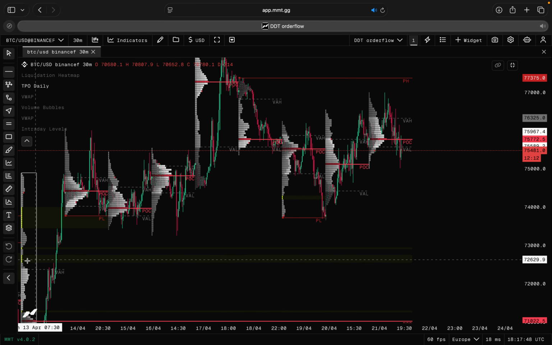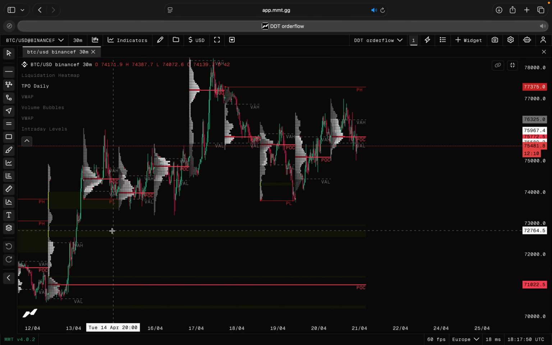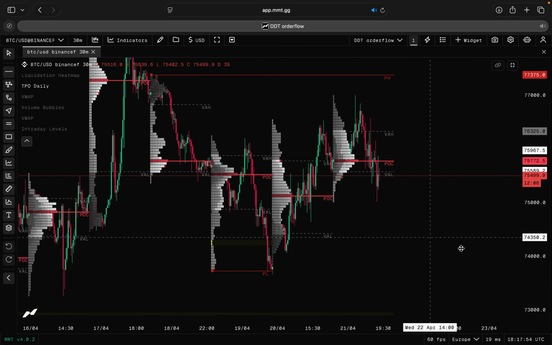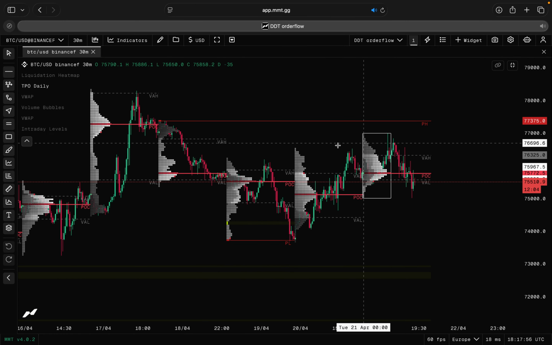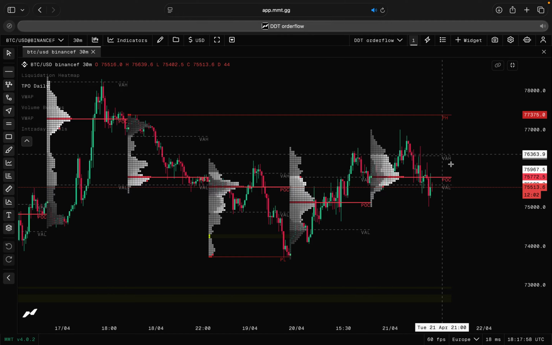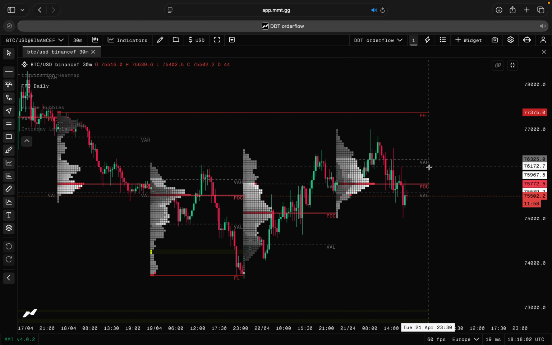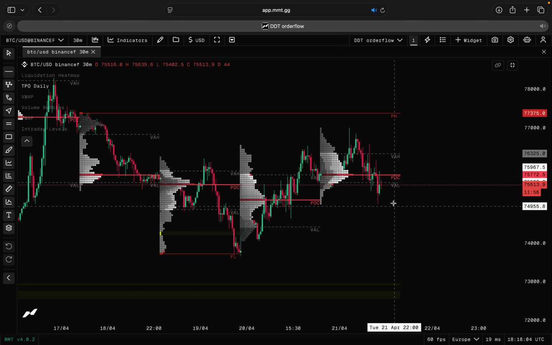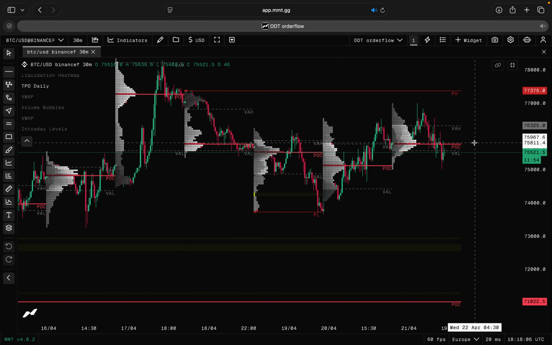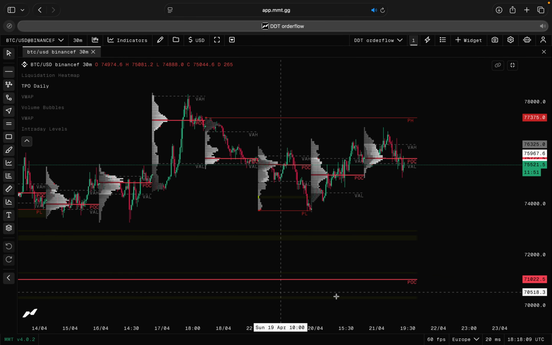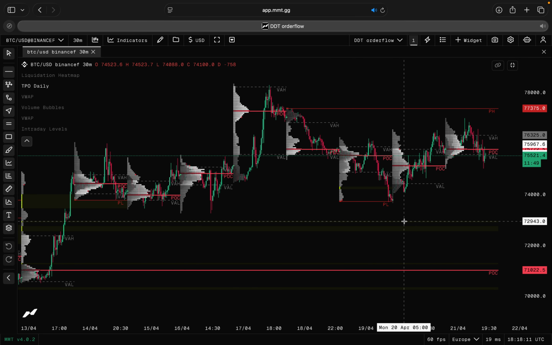So we have still from last week some single prints below, right here, which is also a POI. And then locally, you can see that the market is in a pretty good range. There's not a lot of imbalances. So locally, the TPO is not that interesting right now, besides lower, where we have those single prints and those naked points of control.